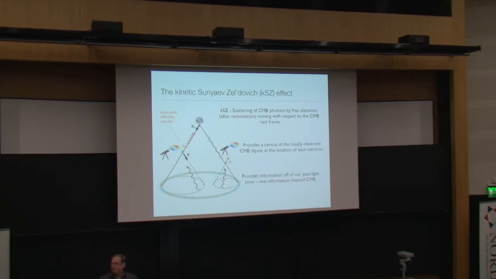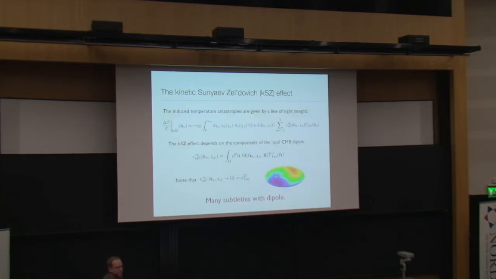The kinetic Sunyaev-Zeldovich effect is a temperature anisotropy that's induced by the scattering of CMB photons from free electrons during and after the reionization era. In some sense, you can think of the kSZ effect as providing a census of the locally observed CMB dipole everywhere there's a free electron to scatter off of. And in some sense, which we can make more precise, we can in principle learn information beyond what we get from the CMB, because CMB photons can scatter from the bulk inside our light cone onto it. So in principle, there is information there to harvest beyond what we get from the CMB. So here's some equations.